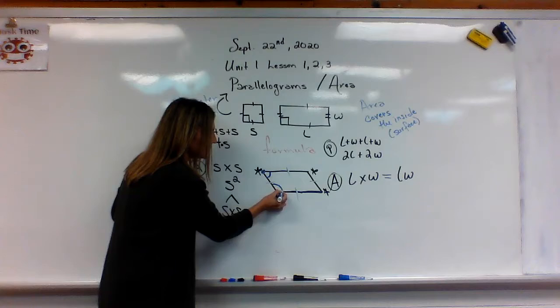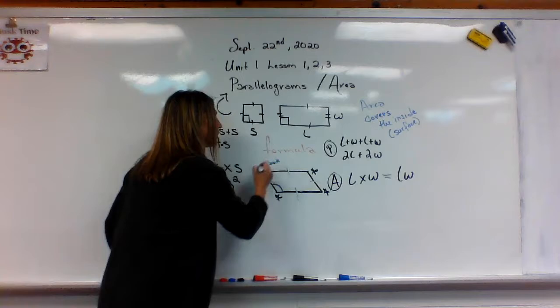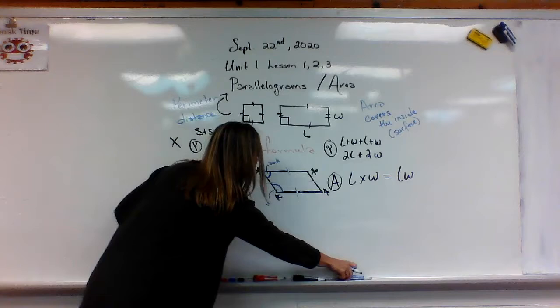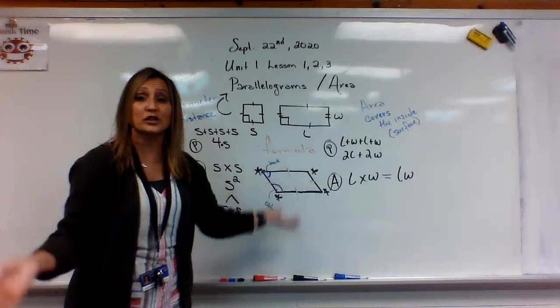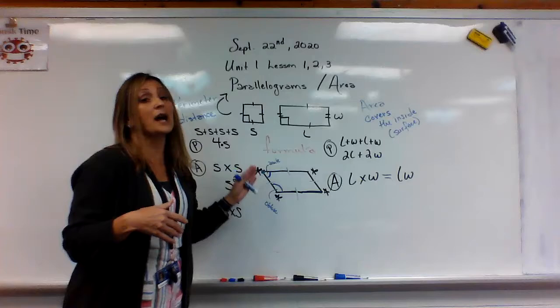And we talked the other day that this is called an acute angle because it's less than 90. And this is called an obtuse angle because it's bigger than 90. So right away, this is why the parallelogram is different than a rectangle or a square, because it doesn't have 90 degree angles in it right now. It has acute and obtuse angles. It does have four sides.